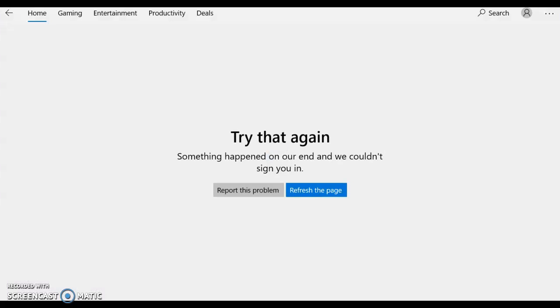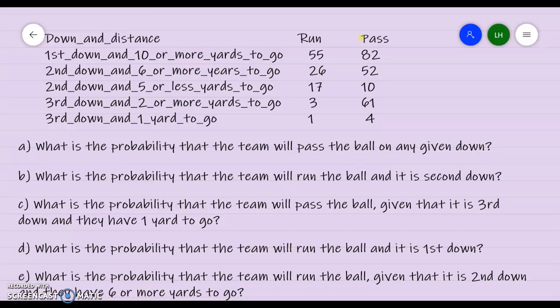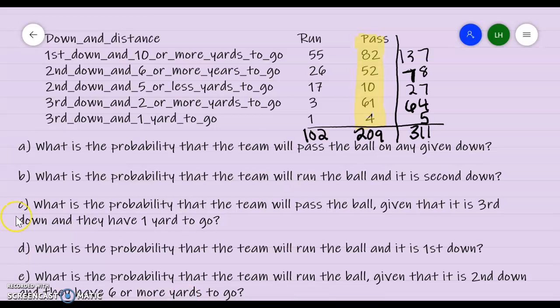So here is pass. And what I should probably do before I start anything is get a total of each. Okay, so on any given down, there are a total of 311 downs or plays, and the probability of passing would be 209 divided by 311, which is 0.672 when you round to 3 decimal places.